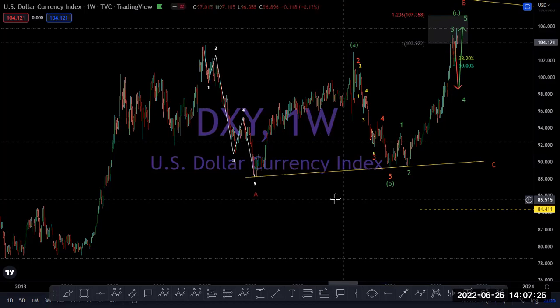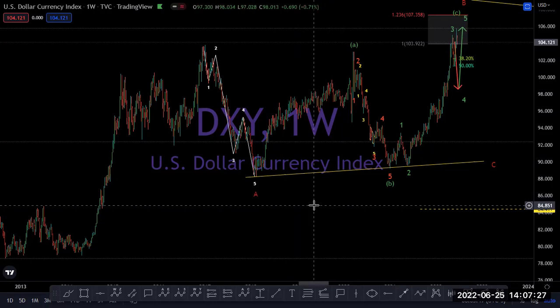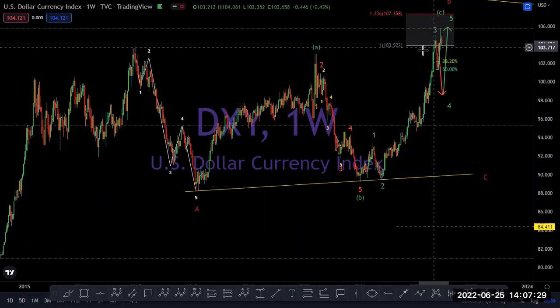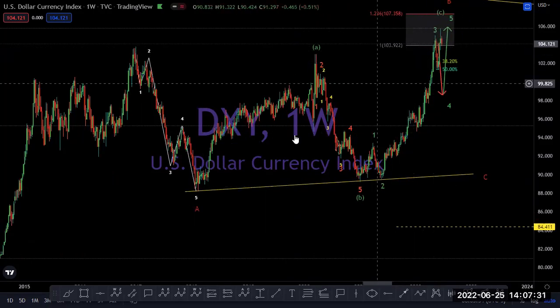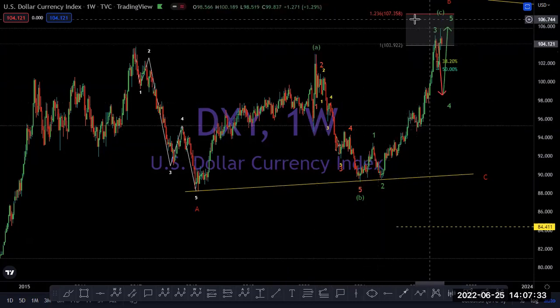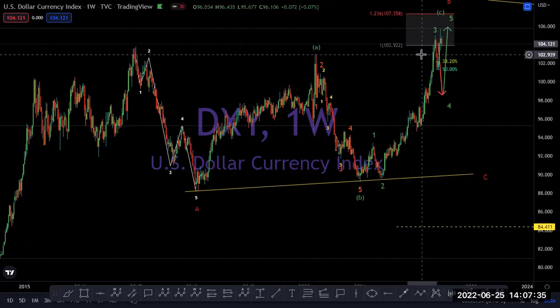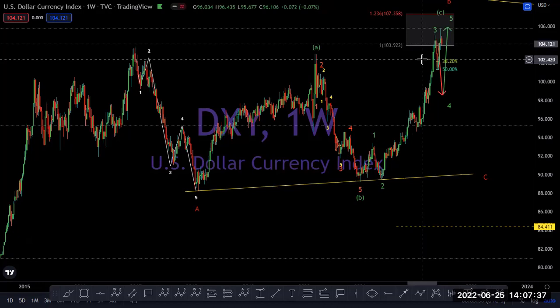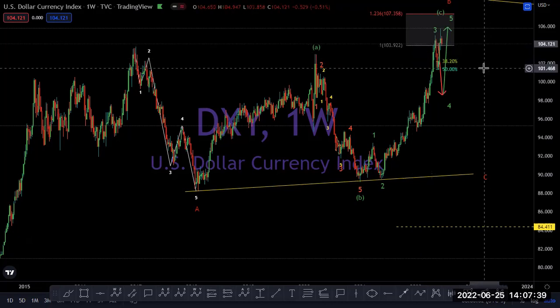So now, this is what we have. This is our reversal zone. You can see A, B, C. This is the reversal zone. And whenever a market is in a reversal zone, you must be careful. You must be careful how you follow the market.